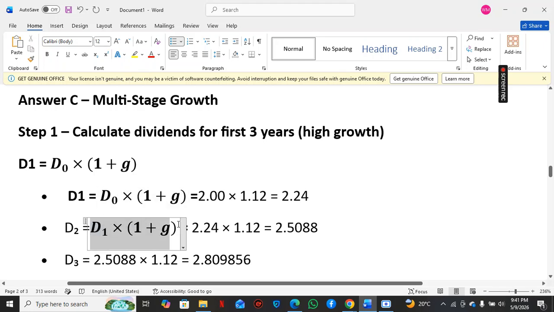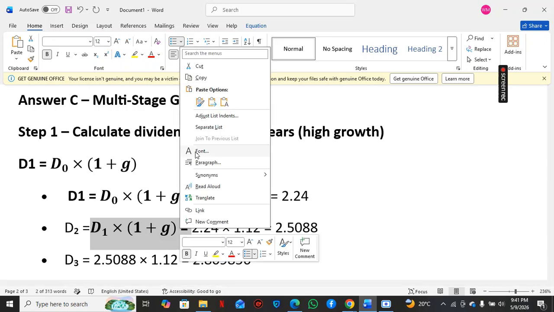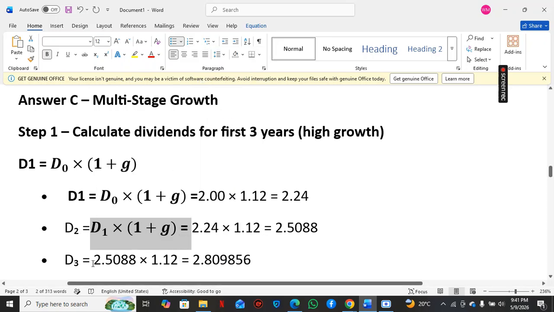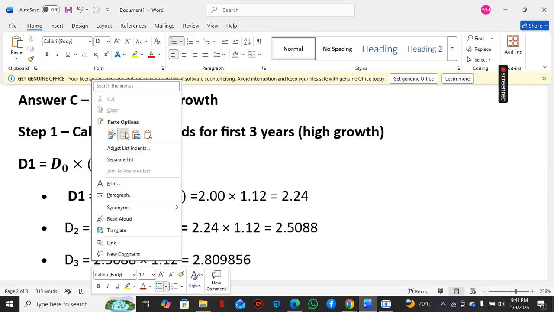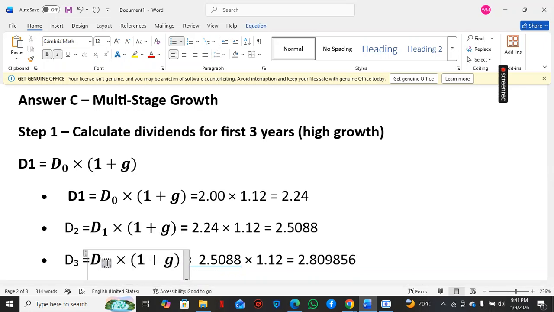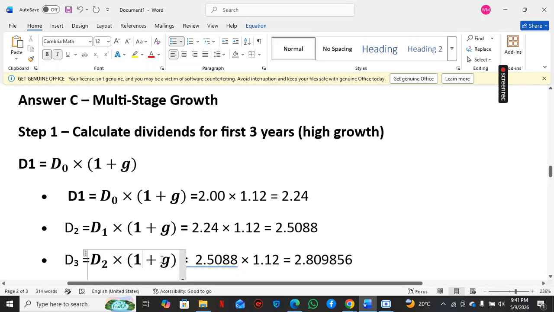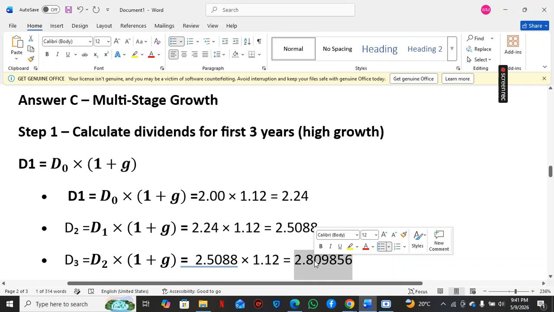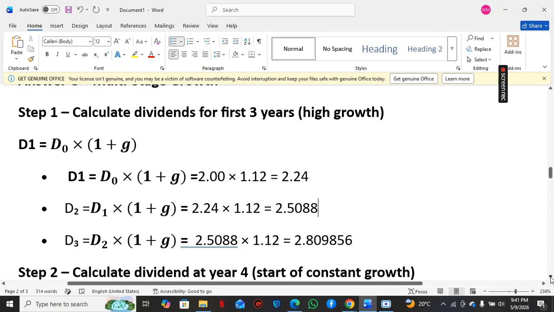Then the expected dividend for year three is D2 multiplied by 1 plus the growth factor. So that's 2.5088 multiplied by 1.12. You're going to get 2.809. Colleagues, any questions with step one, where you calculate the expected dividends?